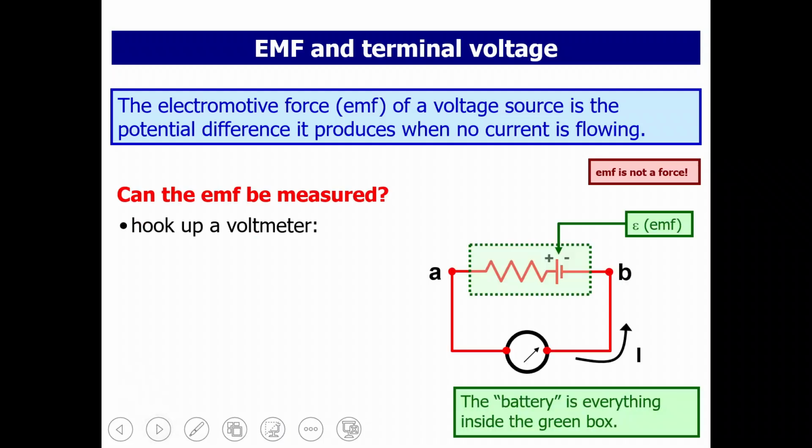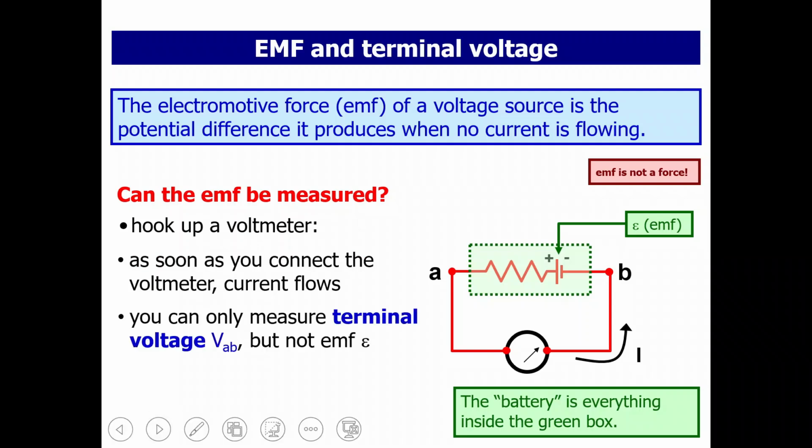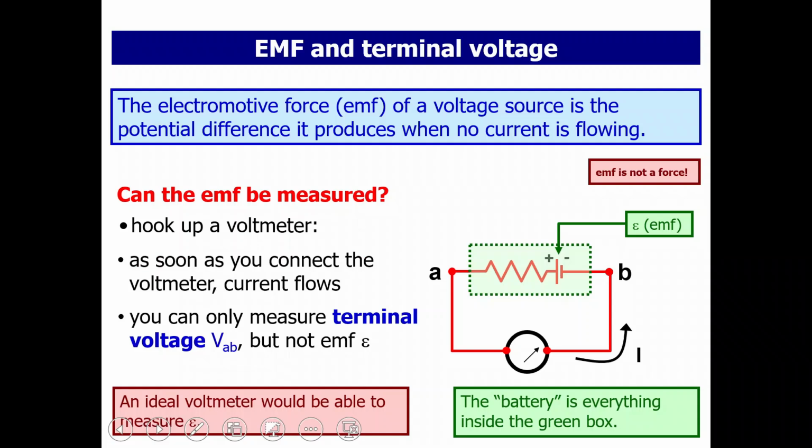Can you measure EMF? So you can hook up that voltmeter. As soon as you connect it, the voltmeter itself is going to experience a current through it, because you have a complete circuit. You can measure the terminal voltage VAB. You cannot measure the EMF directly. If you had an ideal voltmeter, you could theoretically measure E, because there would be no current flowing through that part of the circuit.